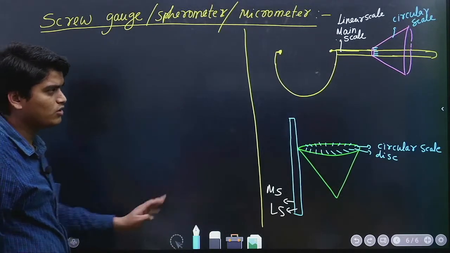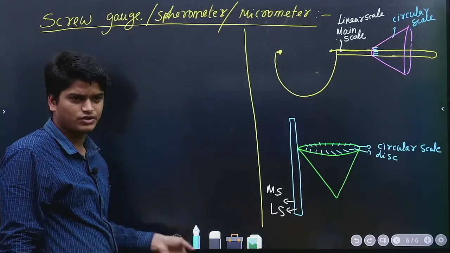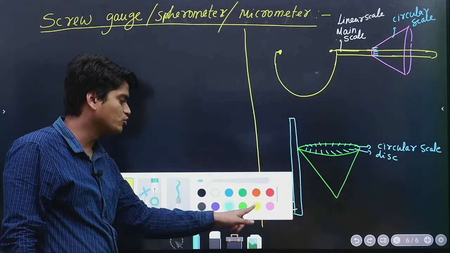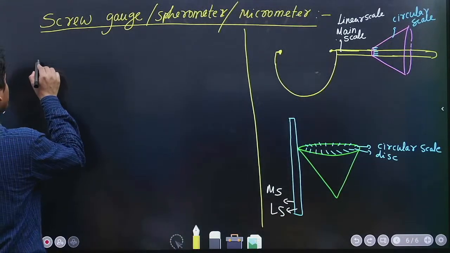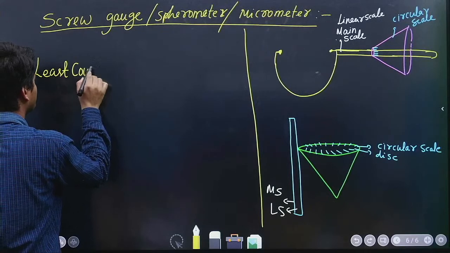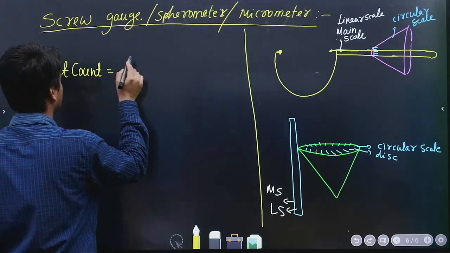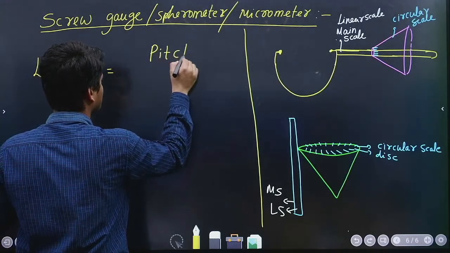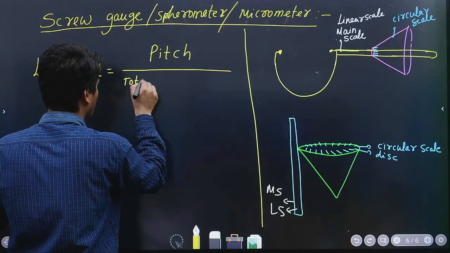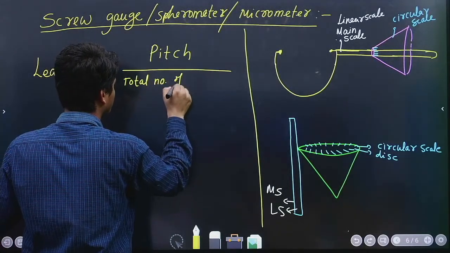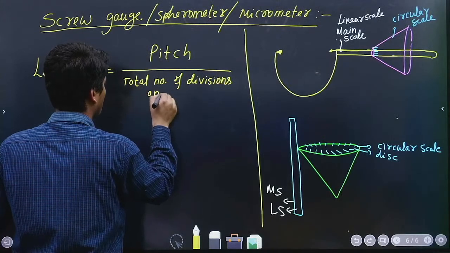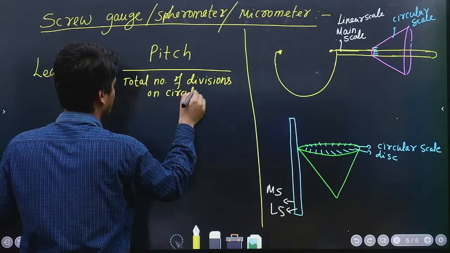But our main idea is that we are not doing a lab here. We want to understand what the least count is, because in the question they will ask only for the least count. So first I am writing the formula for how to find the least count. Now understand, the direct formula: least count of a screw gauge is pitch divided by the total number of divisions on the circular scale.